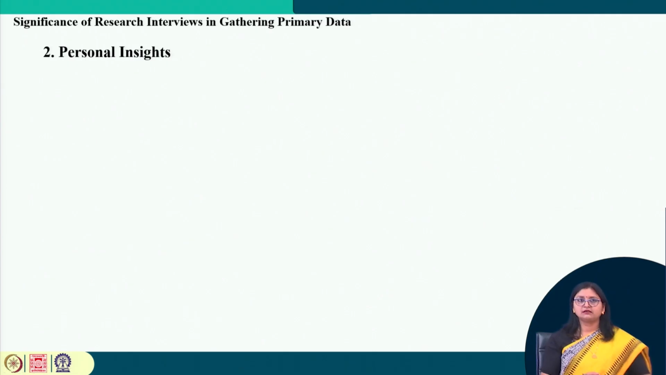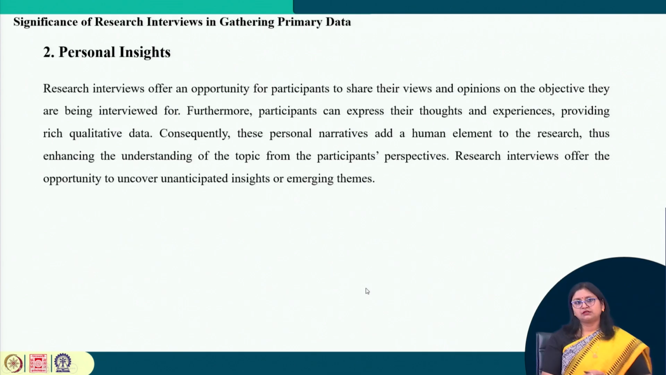The second significance is personal insight. The research interview offers an opportunity for the participant to share their views, opinions and objectives they are being interviewed for. Furthermore, participants can express their thoughts and experiences, providing rich qualitative data.